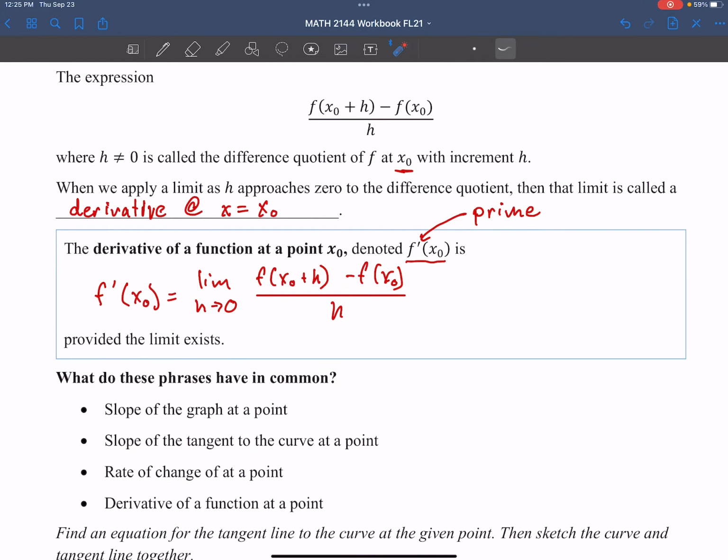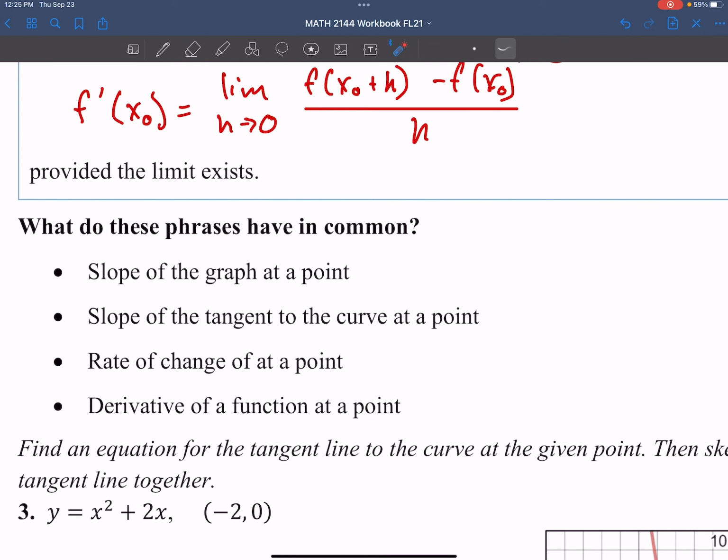So usually just different contexts, like this one is talking about just looking at the curve. This is when we're talking about tangent lines. Derivative is when we're talking about functions, and rate of change is when we're talking about physics. So they all just have slightly different contexts, but they're all the same thing.